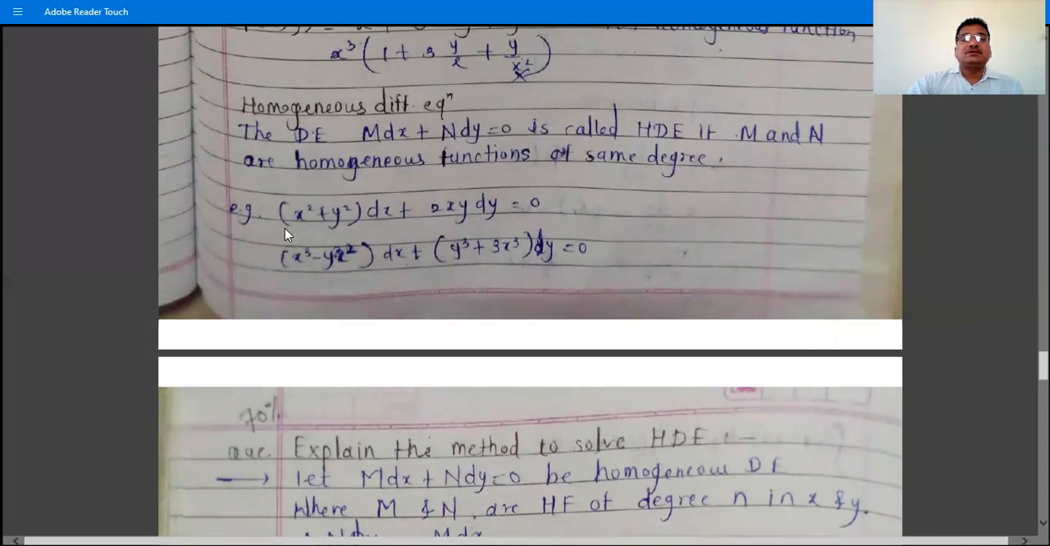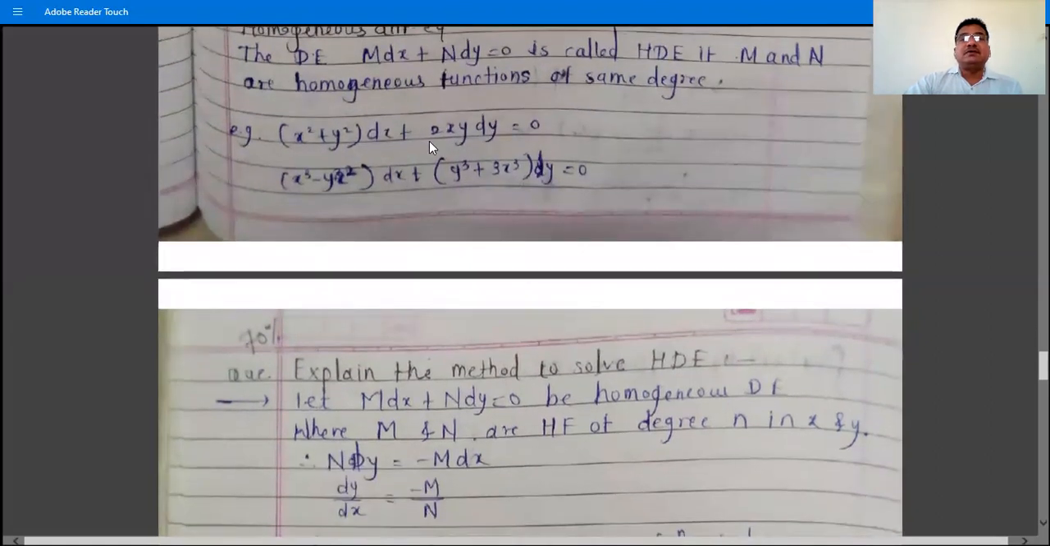For example, (x square plus y square) dx plus 2xy dy is equal to 0. This is a homogeneous differential equation because what is M? M is x square plus y square, and it is a homogeneous function of degree 2, while 2xy is N, and it is also a homogeneous function of degree 2, and so this whole is a homogeneous differential equation.